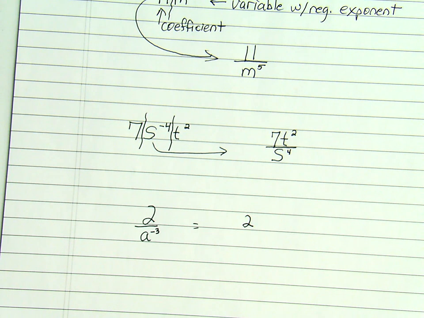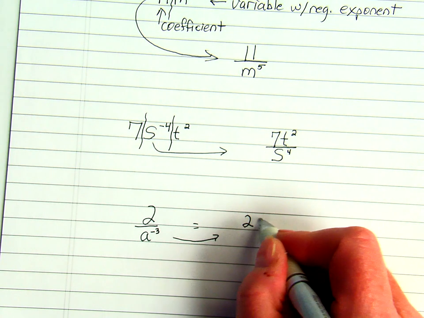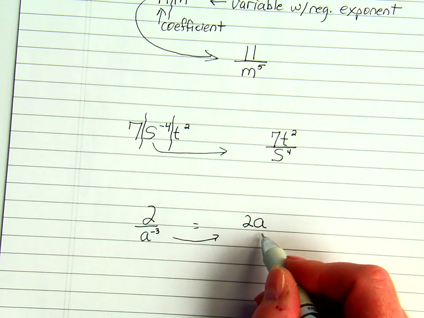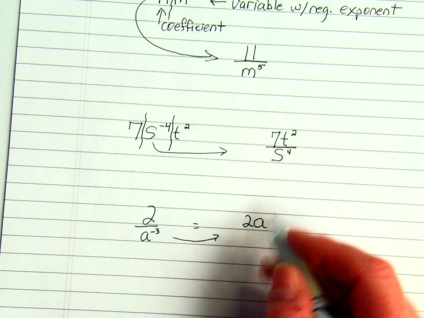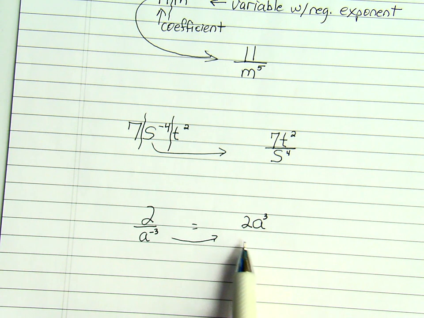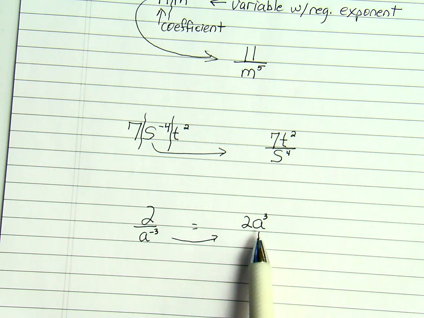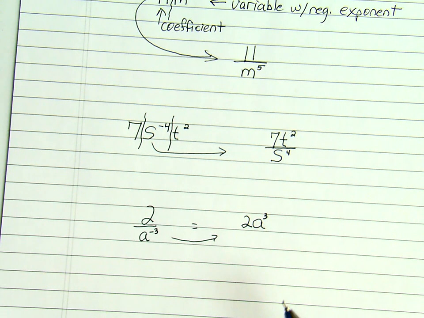It does not want to be in the denominator. It is saying, by virtue of this negative sign, this is not where I belong. I am a numerator. So what we're going to do is we're going to bring that a up here, right next to that 2, that coefficient of 2, and get rid of the negative sign. And now our answer to this is 2a cubed. Once we brought that up to where it belongs, we no longer have the negative sign.